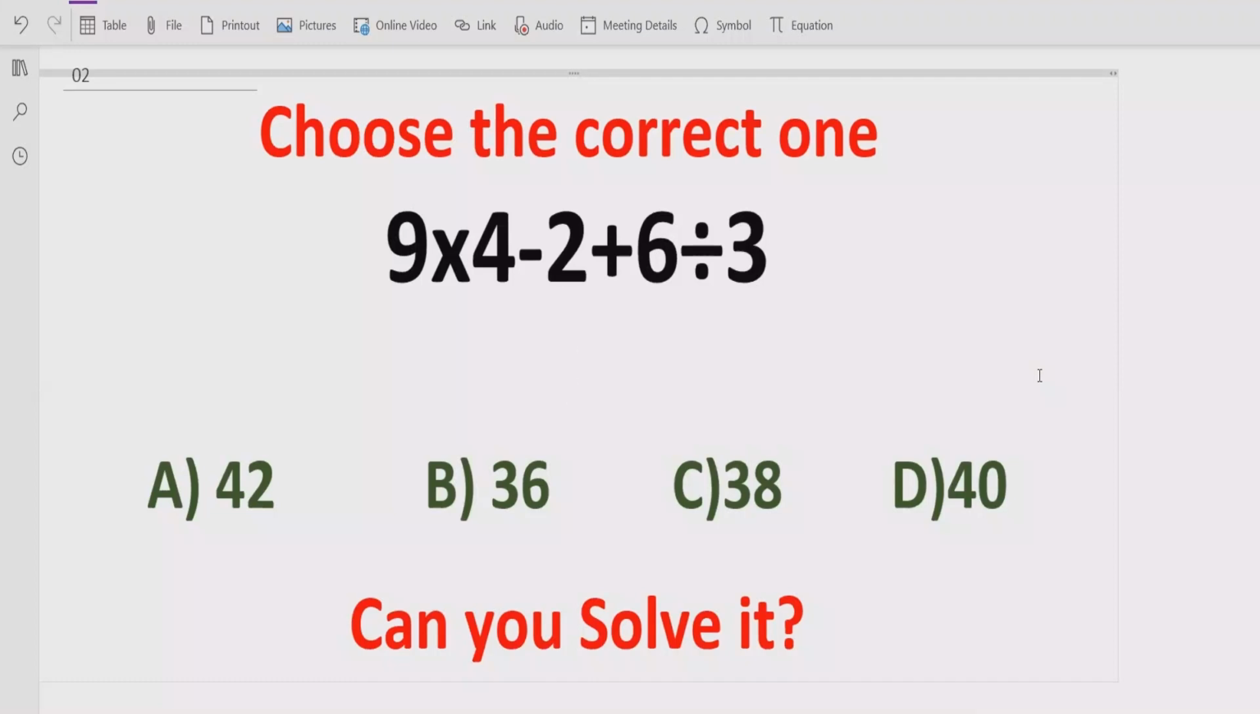Today we will solve another quiz which is related to arithmetic expression. The quiz contains the basic operations plus, minus, multiplication and division. We have to solve this quiz using the WordMath and PEMDAS method and find out which answer is correct. In the answer list we have four answers. A is 42, B is 36, C is 38 and D is 40. So let's see after solving it which answer is correct.